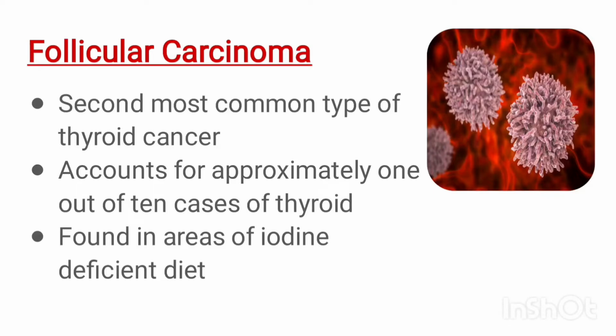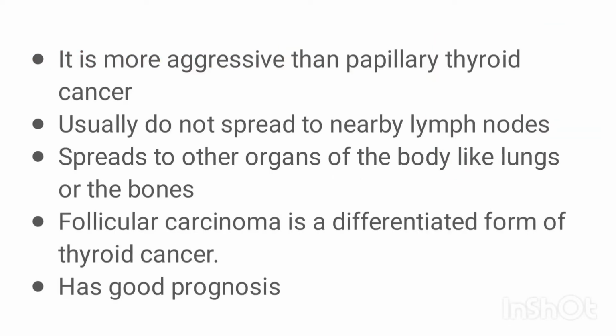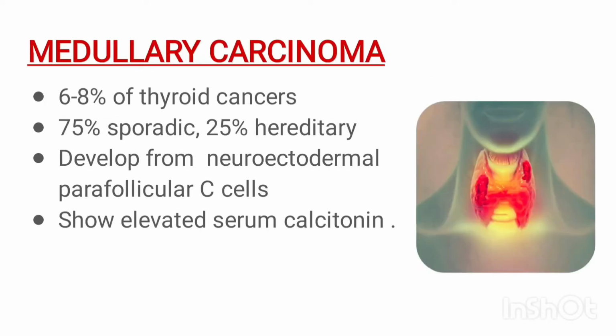Accounts for approximately 1 out of 10 cases of thyroid found in areas of iodine deficient diet. So iodine deficient diet is a major cause of follicular carcinoma. It is more aggressive. It usually does not spread to lymph nodes, but it spreads to other body organs just like lungs or the bones. Follicular carcinoma is a differentiated form of thyroid cancer. Other forms of thyroid cancers are usually not differentiated as compared to follicular carcinoma. It also has good prognosis just like papillary carcinoma.